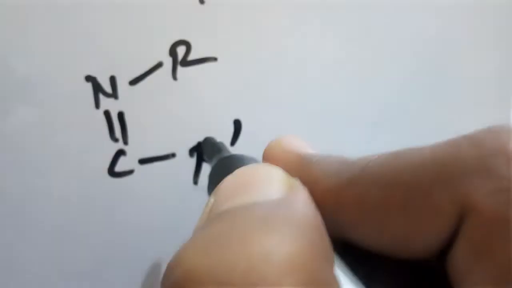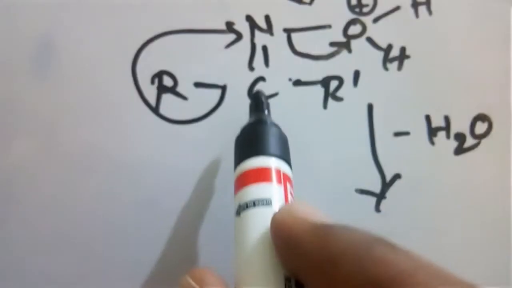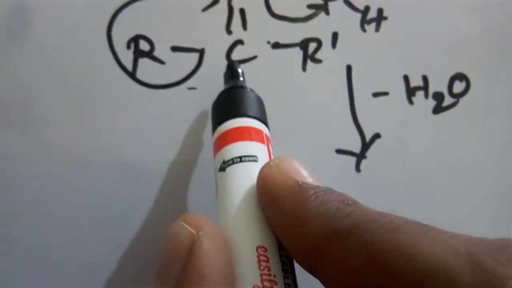N, R, double bond C R dash. Now you see here, because this R group is going with its electrons, a plus charge will be developed on this carbon. The carbocation is formed here.